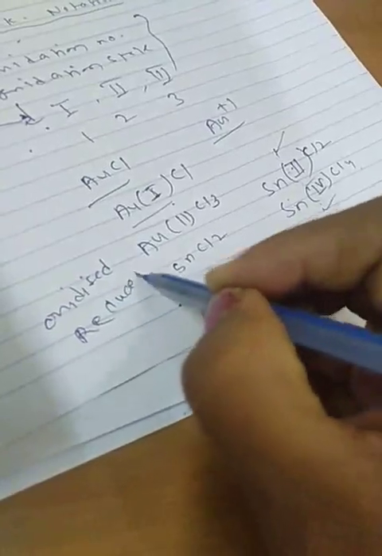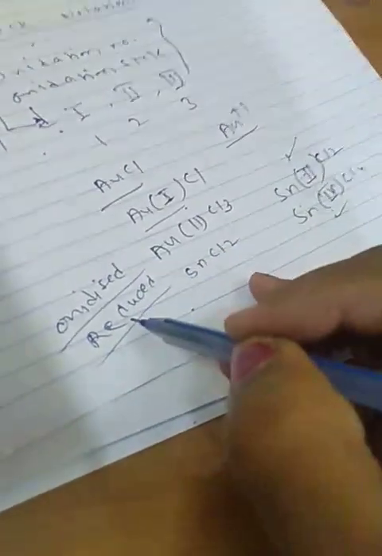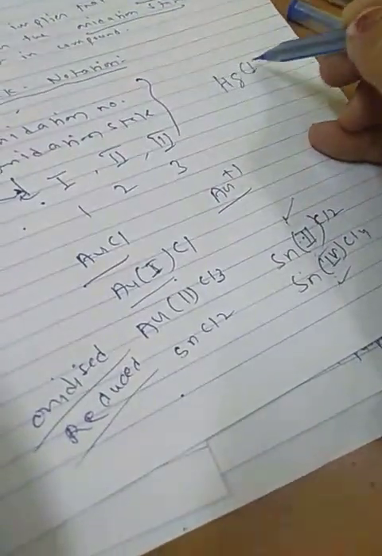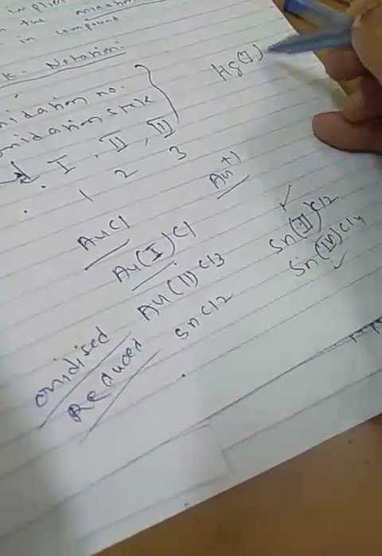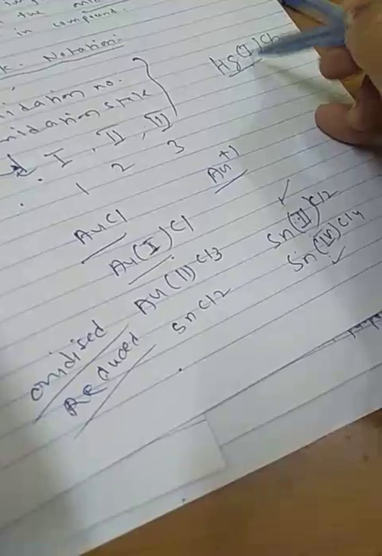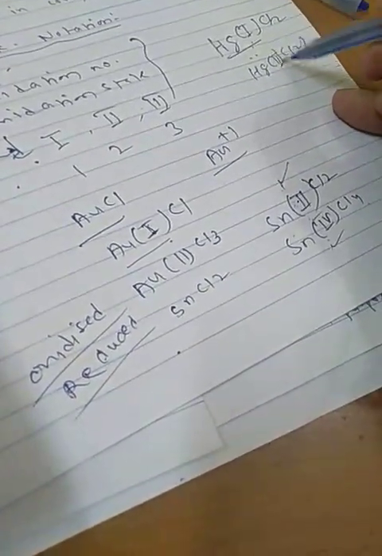Already I taught you how oxidized and reduced forms can be explained. Like that for mercury, if we are writing Hg(I)Cl2, it means the oxidation number of this mercury is 1. Then Hg2Cl2. So you have to write the compound in oxidation state or oxidation number or Stock notation.